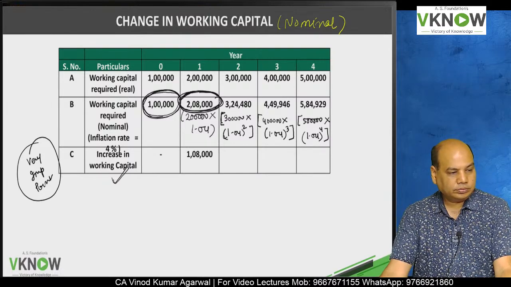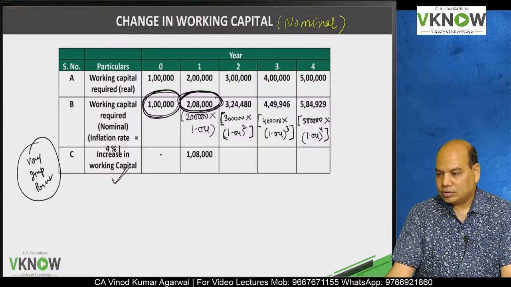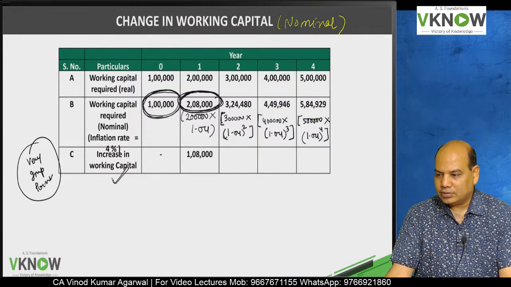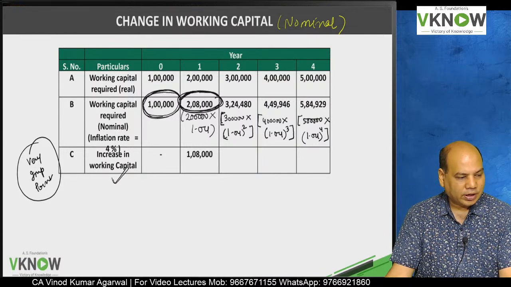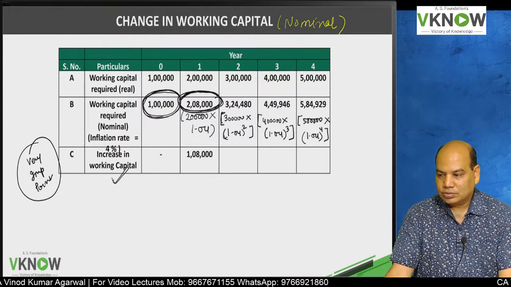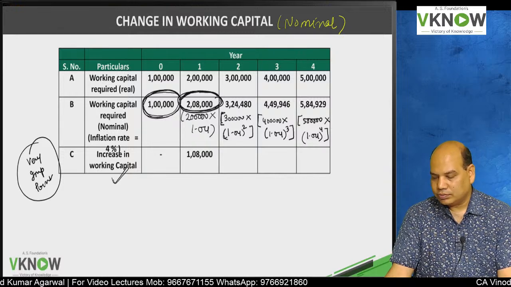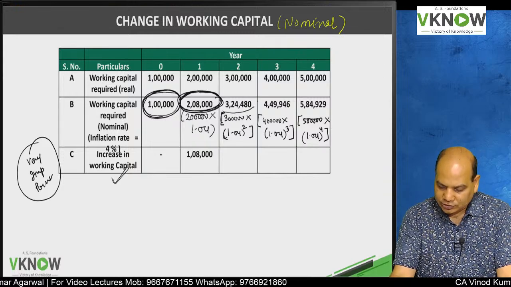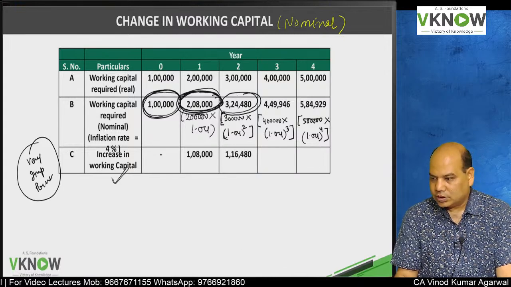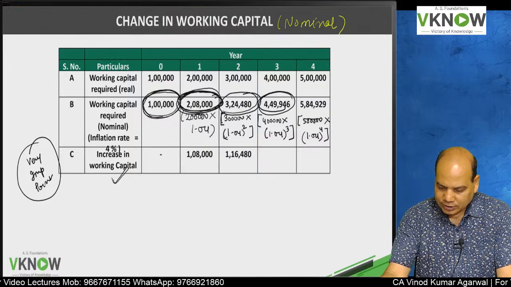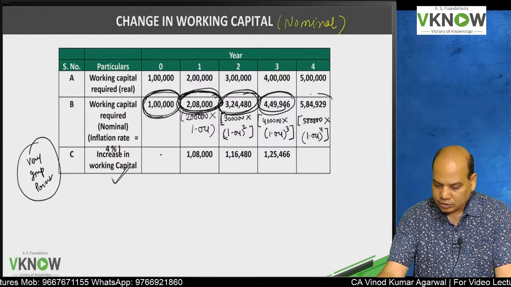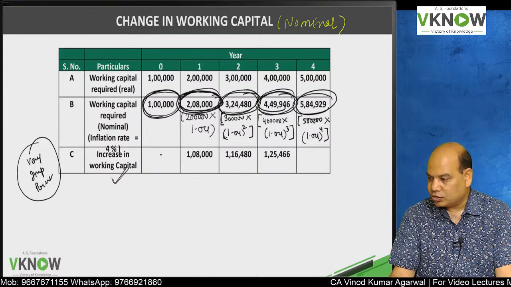You are wrong, because I have to find increase in working capital. 1 lakh is already there. 2,08,000 is required. So I will have to add, infuse 1,08,000 more. Go to next column. Take this difference. 116,480. Go to next year. Take this difference. 125,466. Very good.